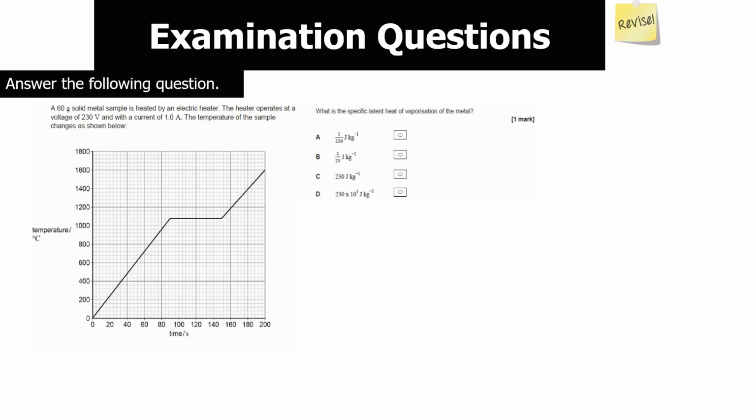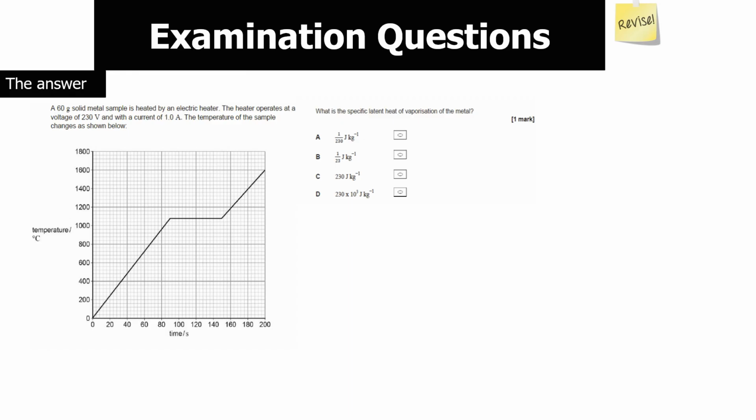So, a 60 gram solid metal sample is heated by an electrical heater. The heater operates at a voltage of 230 volts with a current of 1 amp. The temperature of the sample changes as shown below. What is the specific latent heat of vaporization of the metal? So pause the video now, then unpause the video when you want to go through your answer.